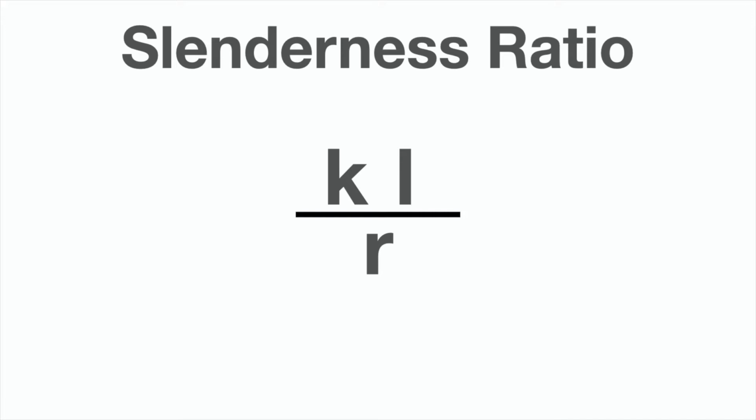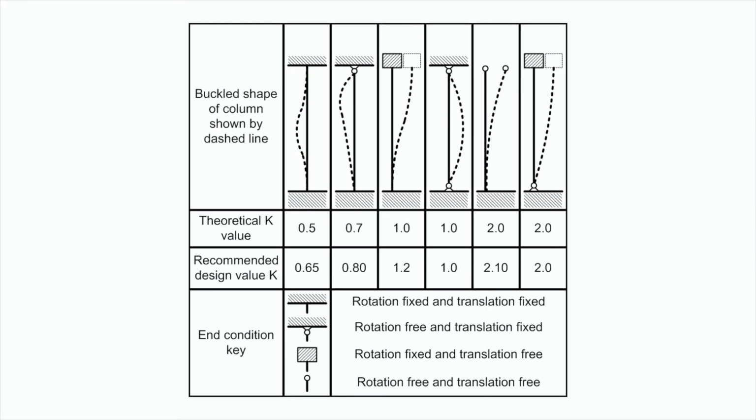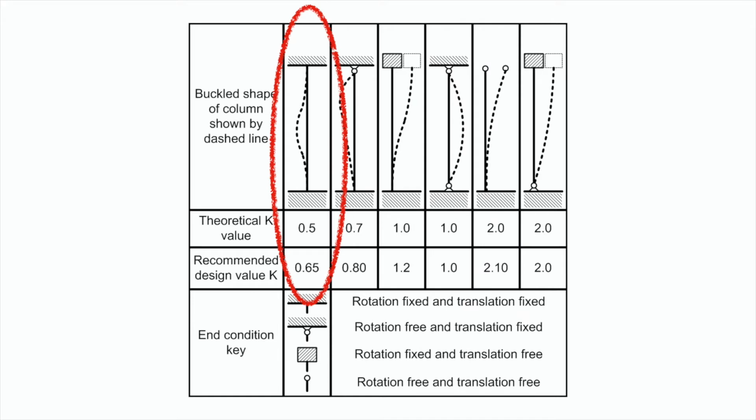It's determined by this equation, KL over R. K is the end factor. The way you determine the end factor is by looking at this chart, how the ends are fixed. Looking through the chart, you then use the corresponding K. The most common K factor is having pinned ends. So the ends are fixed, but they're allowed to rotate. That is the most common K factor. The strongest K factor is if both ends are fixed and they are not allowed to rotate.